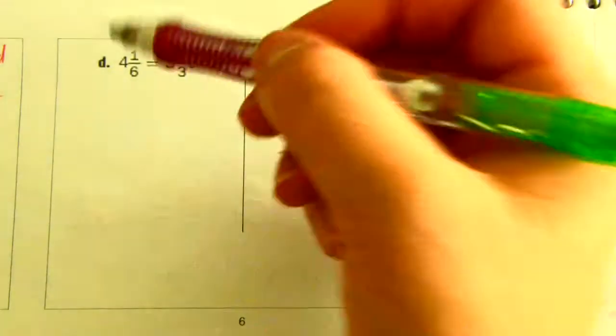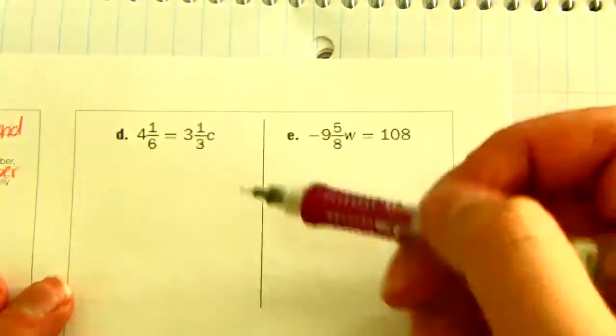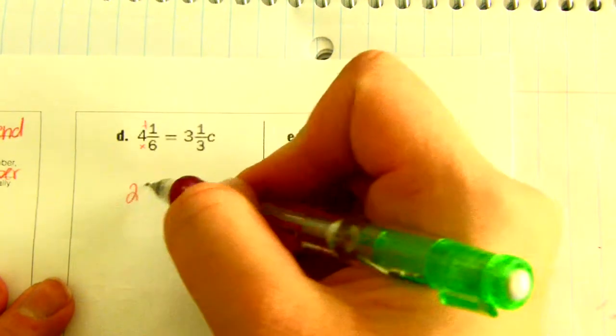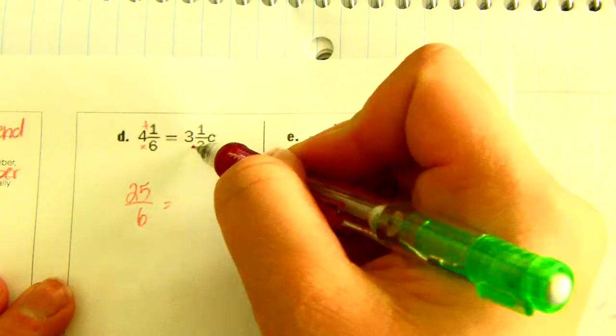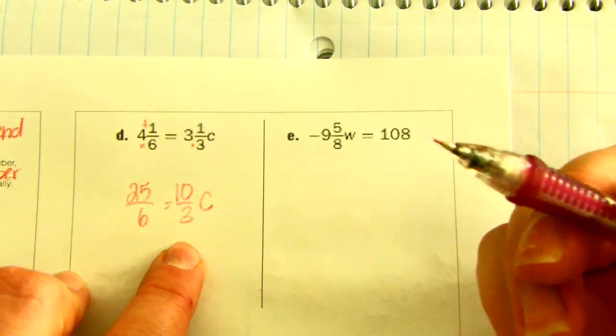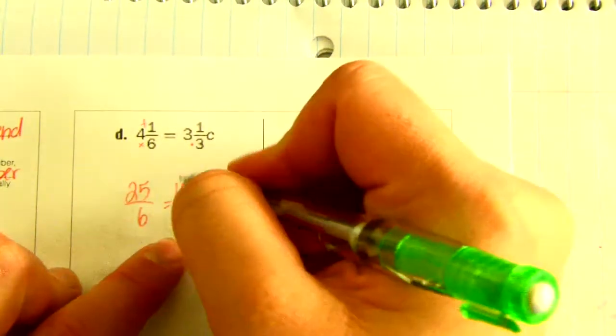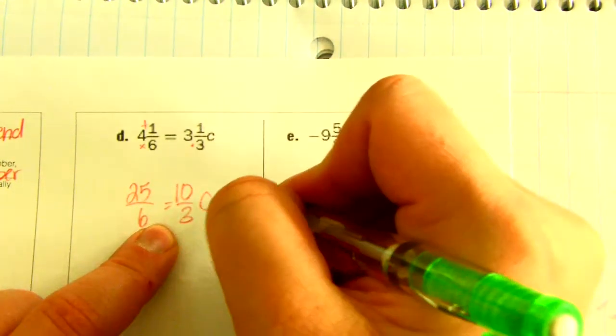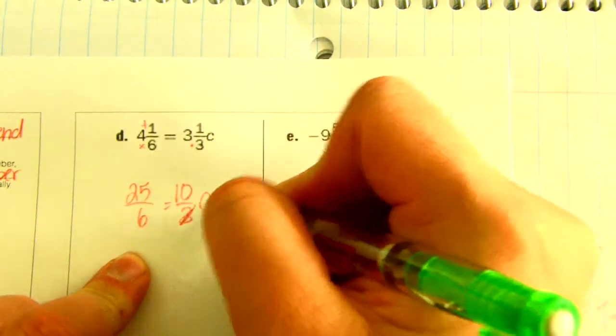Some bigger numbers here. Changing this to an improper fraction. Multiply, 24 plus 1 is 25. Equals 10 over 3 c. Now I left the c on the right hand side, but you could change it to the left hand side. The reciprocal of the coefficient, so the reciprocal of 10/3 is 3/10. Kind of have a c in the way there, but that's okay. We'll just cross everything out, leaving the c there.